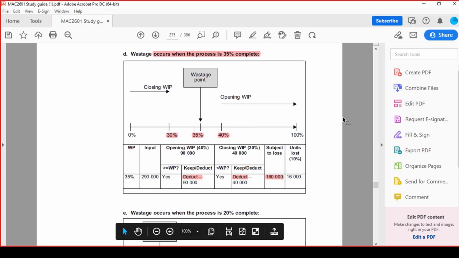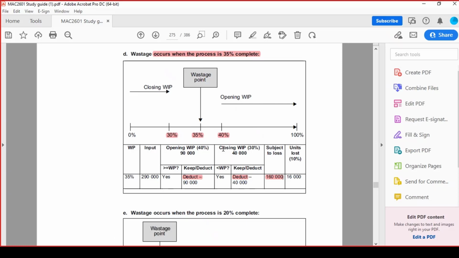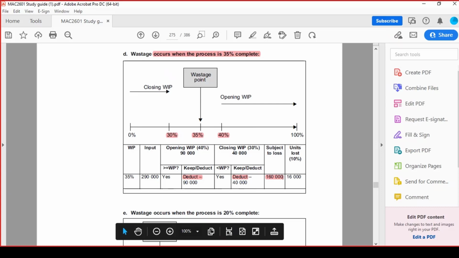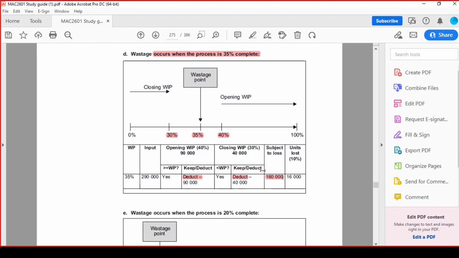Do you guys see the holistic view of what's happening here? Why we deduct, why we keep? Maybe let me ask you guys, what do you think might be the reason behind deducting this opening WIP? Why are we deducting it, not subjecting it to the loss, if you think about it? What comes to your mind? What could be the reason? Why do you think that we will not subject it to loss?